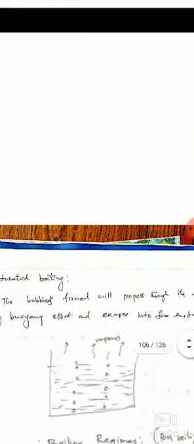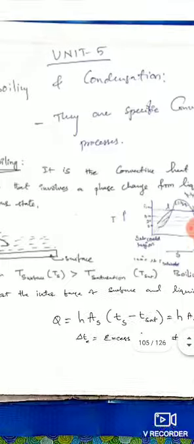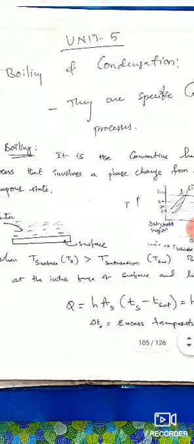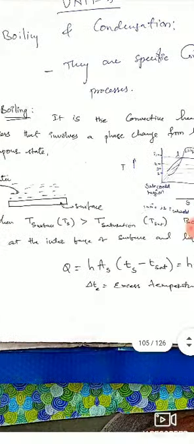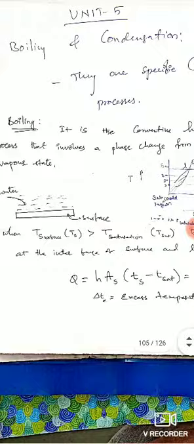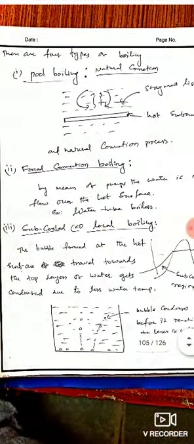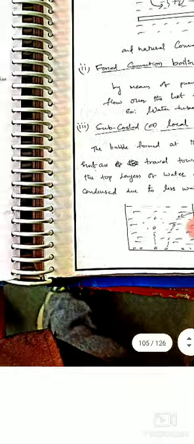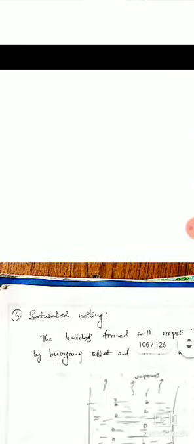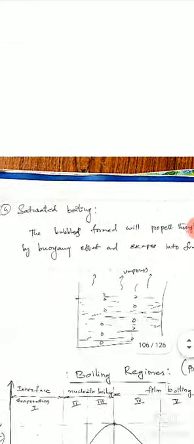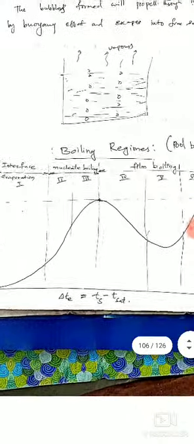So let me revise. We just started the fifth unit: boiling and condensation. In boiling, we know that it is the conversion of a liquid to a vapor with the supply of latent heat of vaporization, where the temperature of the surface is greater than the saturation temperature. Next, we have seen the types of boiling: pool boiling, forced convection boiling, subcooled or local boiling, and the fourth type is saturated boiling.